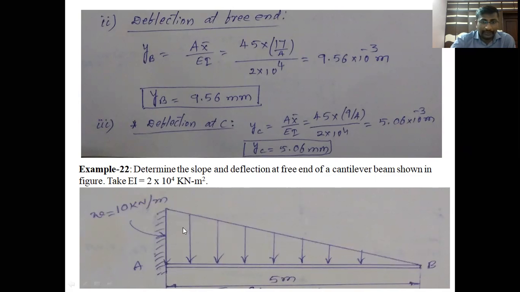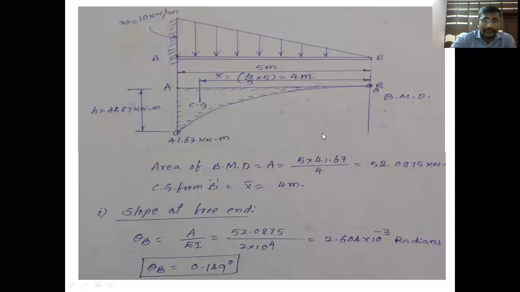First of all, draw the bending moment diagram for this cantilever beam. This is the load diagram given: 5 meters, 10 kilonewton per meter at the fixed end, 0 at the free end. What is the bending moment at point B? It is 0. The bending moment at the free end of a cantilever beam is always 0. And what is the bending moment at point A?